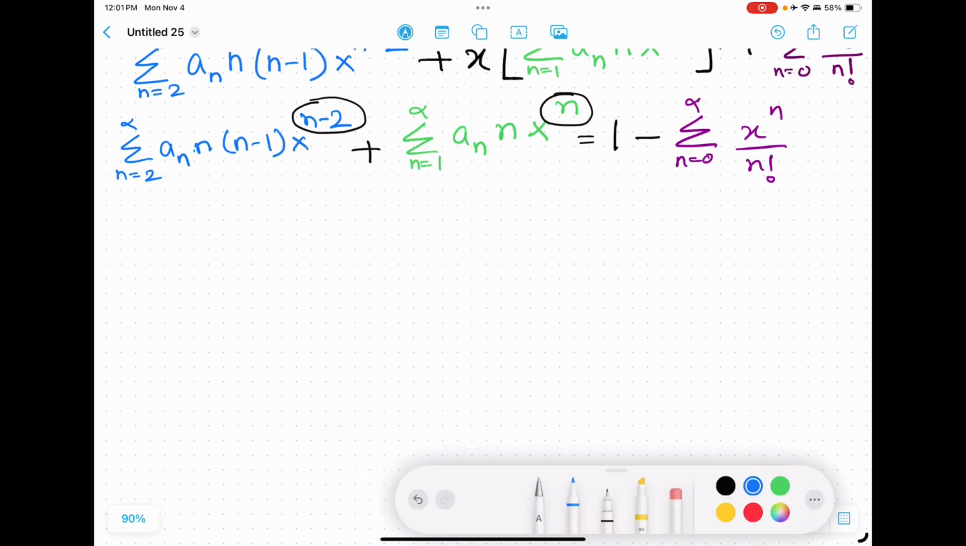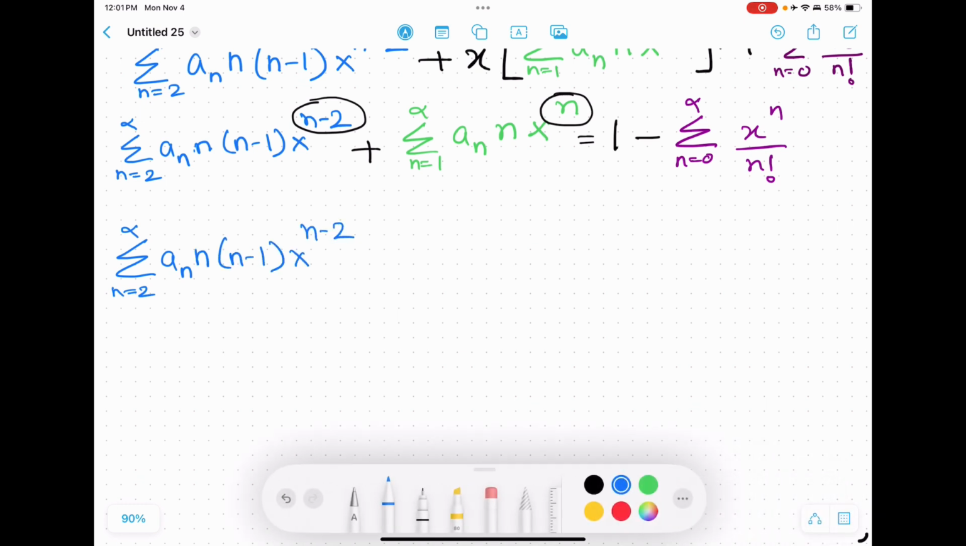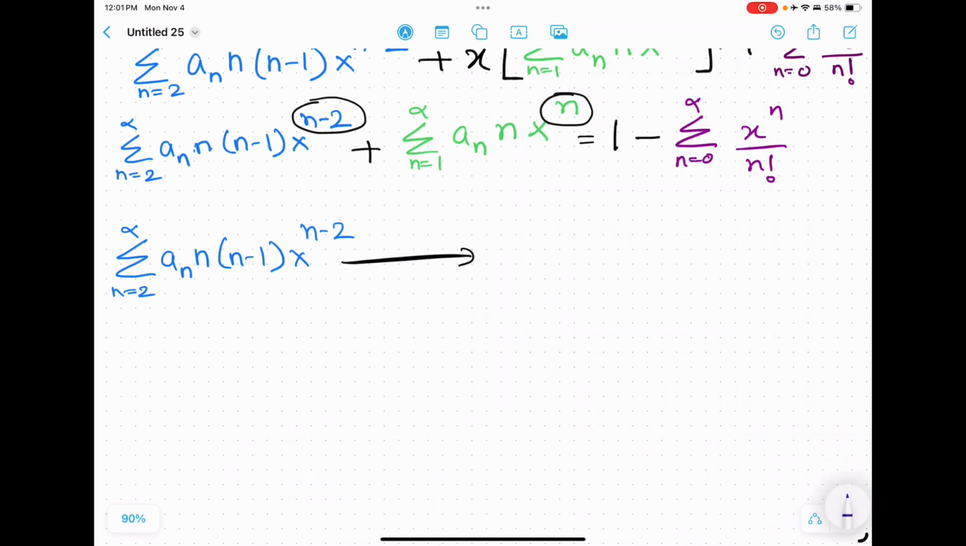So I have my first power series, which is n equal to 2 to infinity, a sub n times n minus 1, x to the power n minus 2. And this gets transformed, to just an n. Okay, and if I look carefully, if I just add 2 to it, then my negative 2 and my positive 2 get cancelled. So I'm just left with n. So all I need to do is add 2 to all my n's.